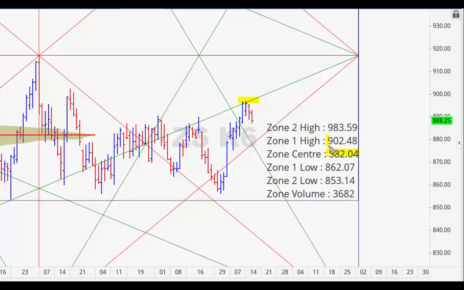One standard deviation above that level is 902.5, and one standard deviation below is at 862. So these three levels are going to be very important with regards to how this current contract looks to trace.